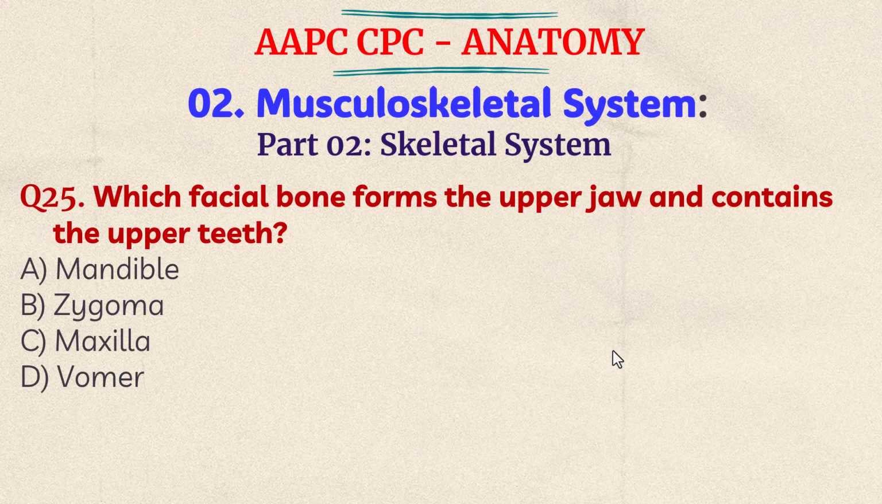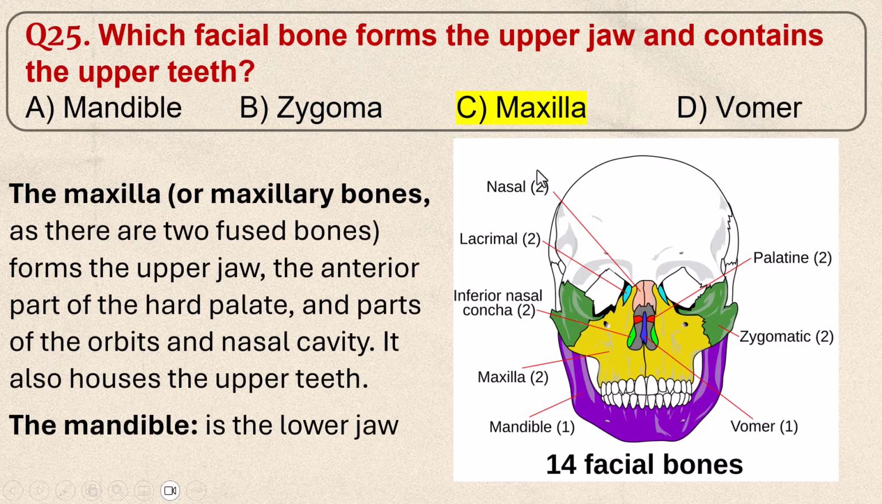Question number 25. Which facial bone forms the upper jaw and contains the upper teeth? A. Mandible, B. Zygoma, C. Maxilla, D. Vomer. So please pause the video and think the answer. So the correct answer is C.